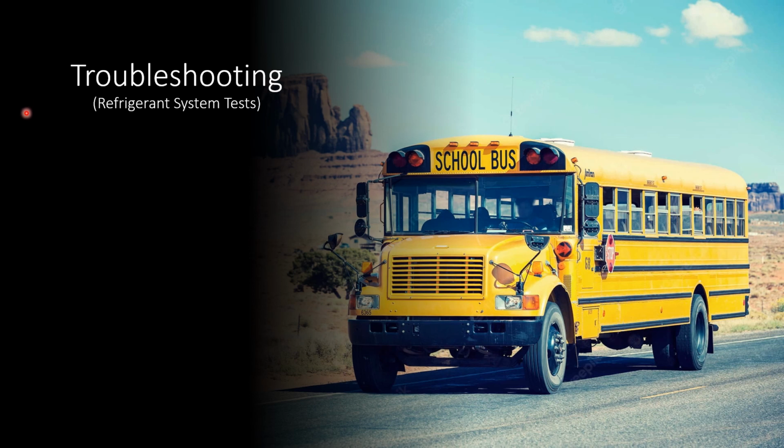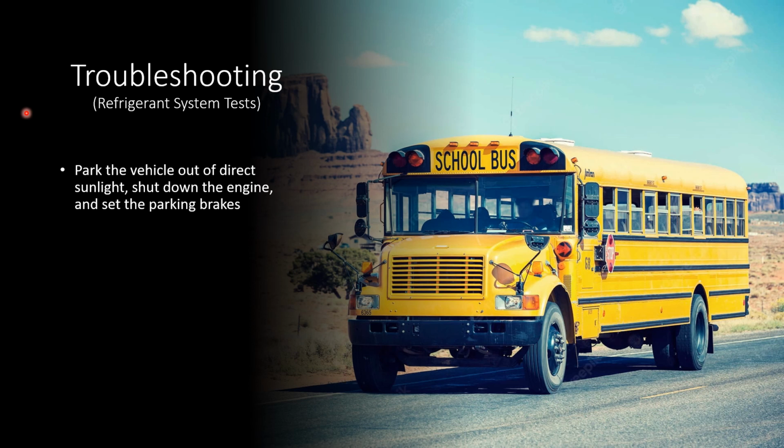First thing we've got to do is get the vehicle ready. Make sure that it's out of direct sunlight, that we shut the engine down, and we set the brakes, right? So we've got to make sure that we're setting up correctly. Next thing we're going to do is open the hood and leave it open for the entirety of this test. At this point, we're going to be testing the complete system, making sure that it's cooling down and that our pressures are correct. That's the test we're going to be focusing on now.